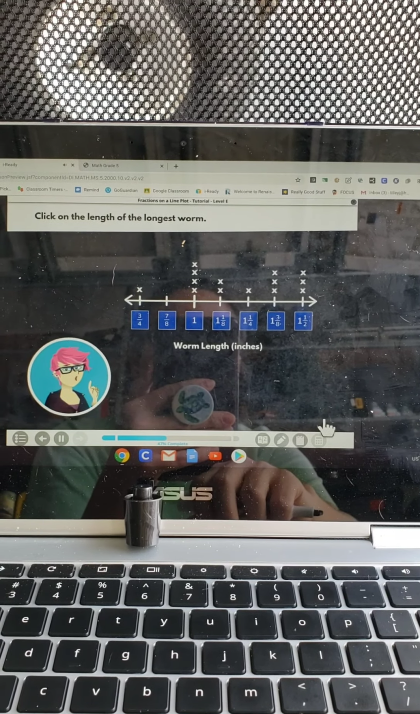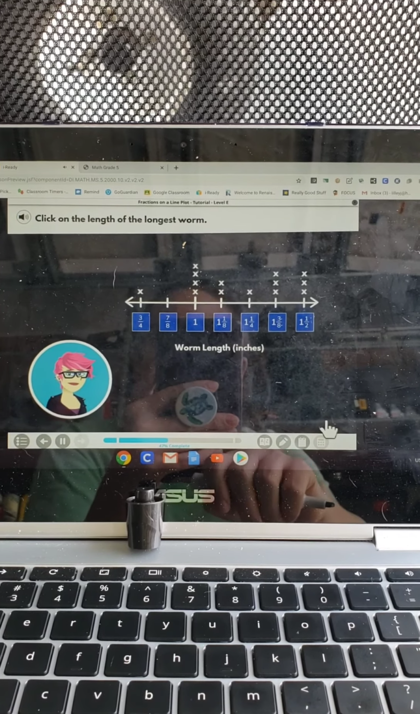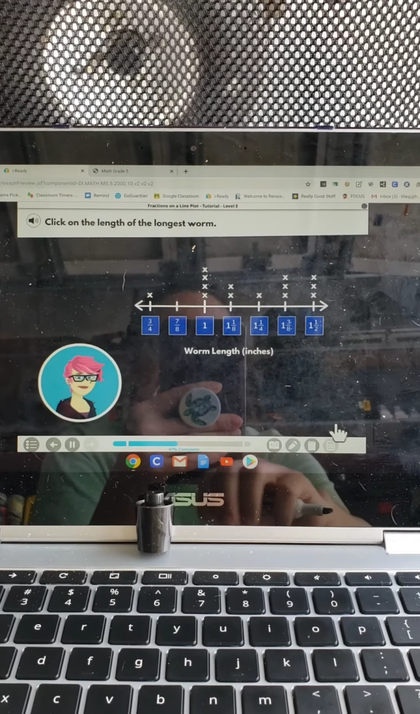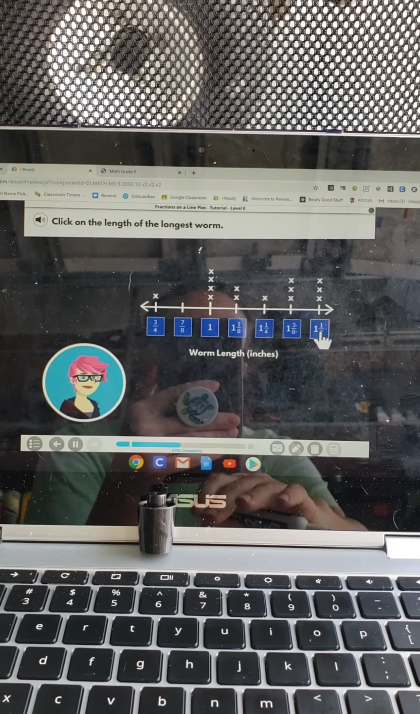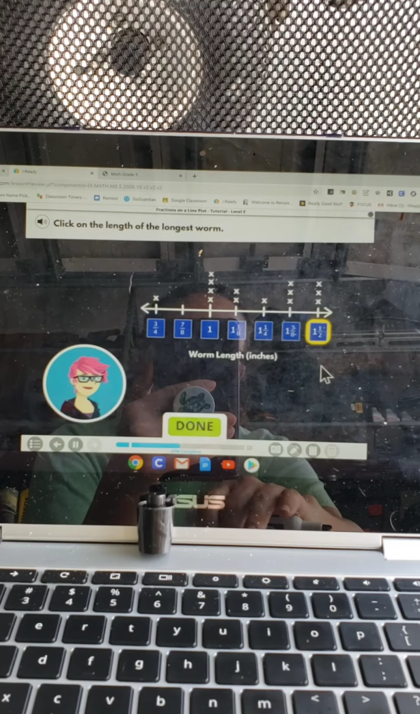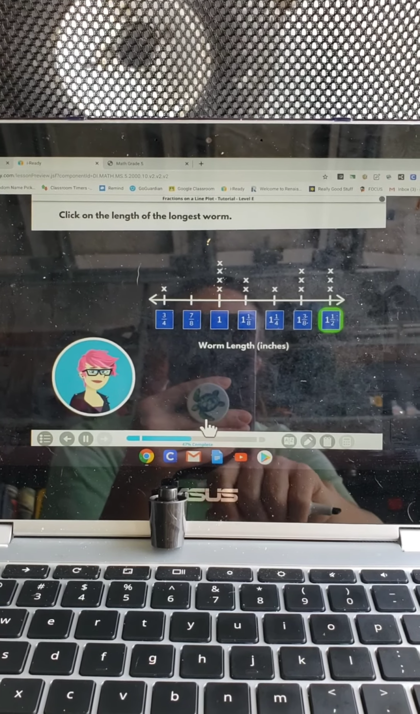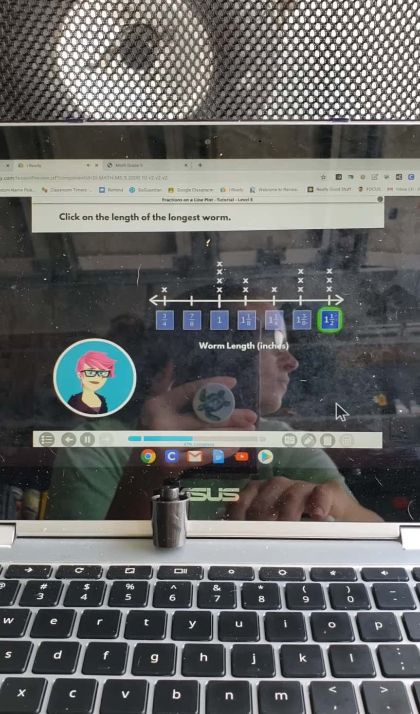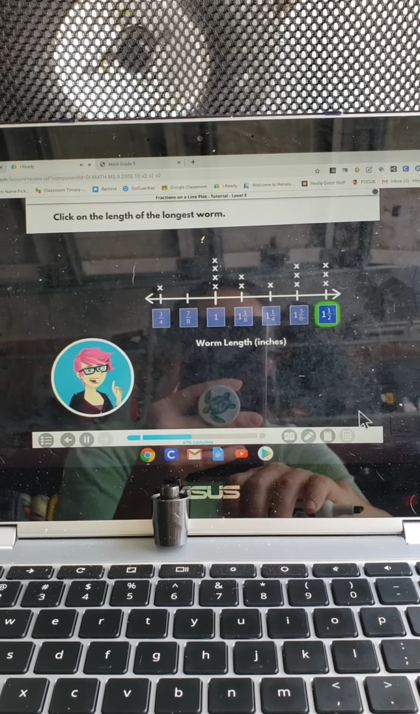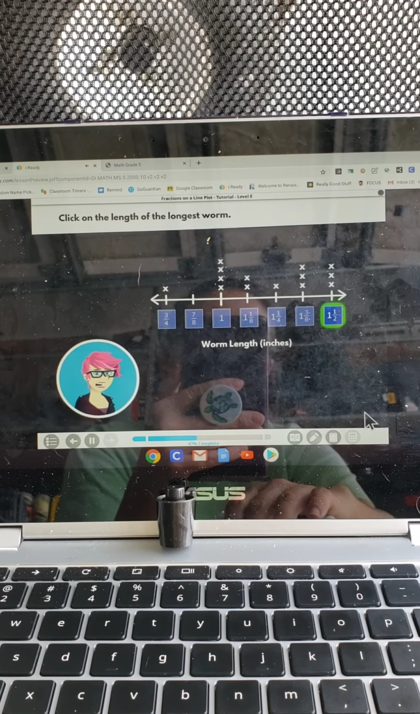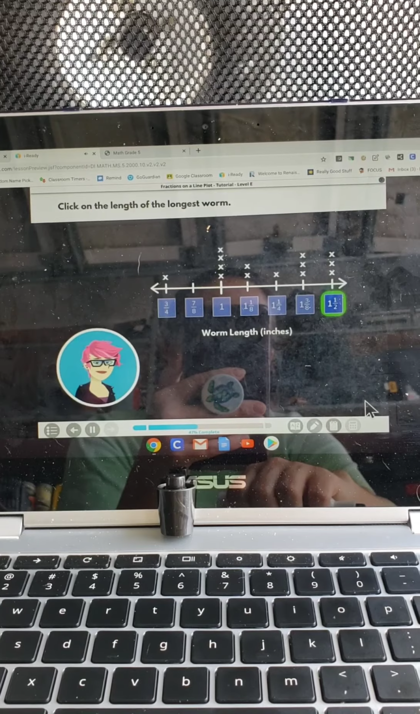So the length of the shortest worm is 3/4 of an inch. Click on the length of the longest worm. Okay, again, the longest may not be the highest number on the line plot. In this case, it is. There's X's above 1 1/2, which would be our longest worm, right. The greatest value that has an x above it is 1 1/2. So the length of the longest worm is 1 1/2 inches.